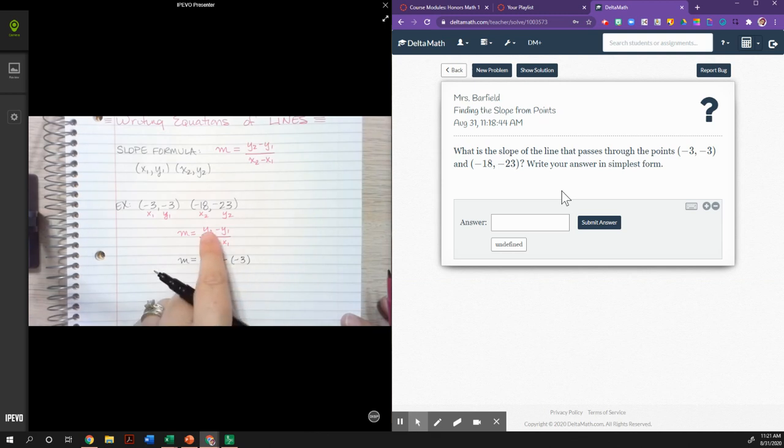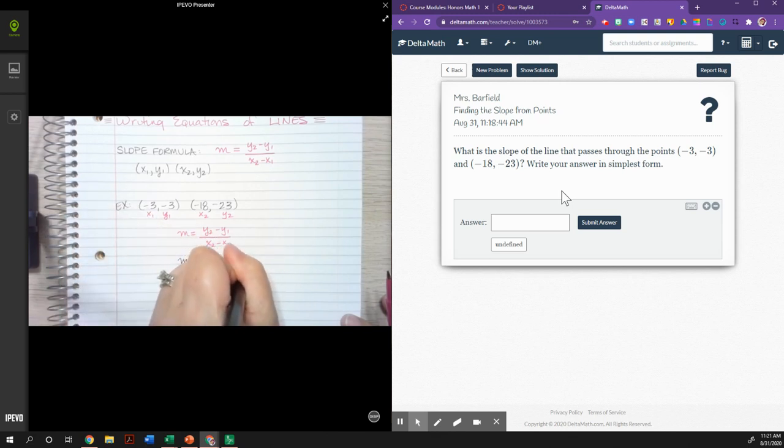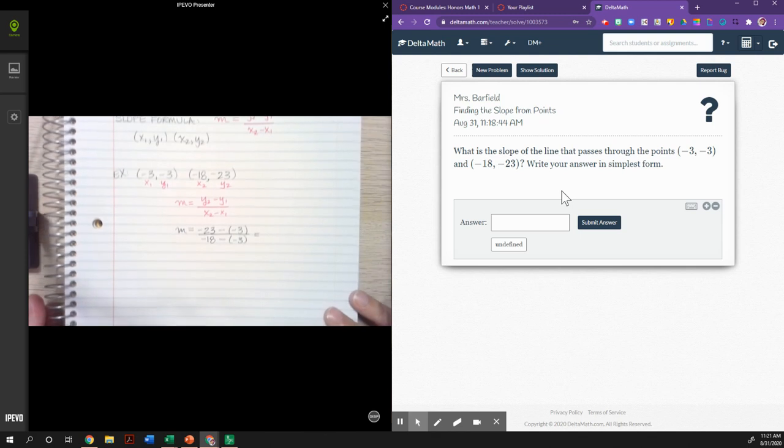The formula says I take y2 minus y1. Well, y2 is -23 minus -3, so I have to write it this way. Divided by x2, -18, minus x1, which is -3. These are the hardest problems. So if you can do this one accurately, perfectly, every single time, that's great.